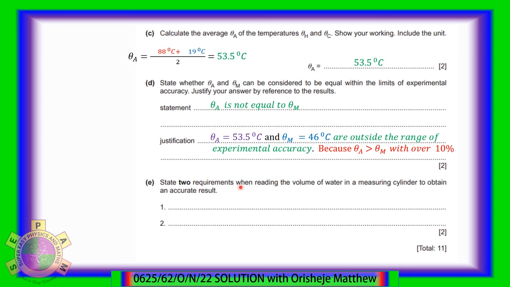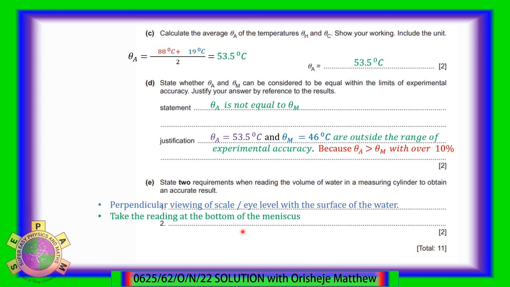State a requirement when reading the volume of water in a measuring cylinder to obtain an accurate result. You read from the bottom of the lower meniscus, and you position your eye perpendicular to the surface. View perpendicularly, then take the reading from the bottom of the lower meniscus, and place the measuring cylinder on a flat, horizontal surface.